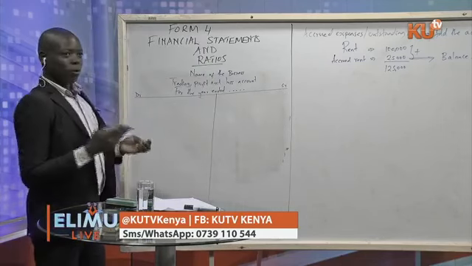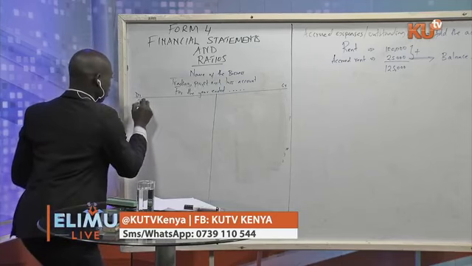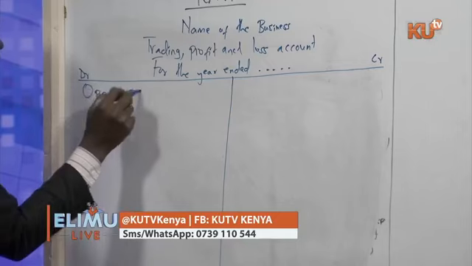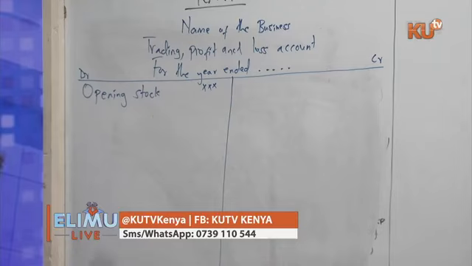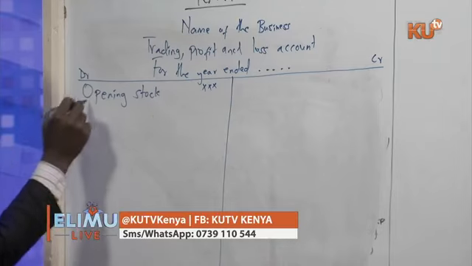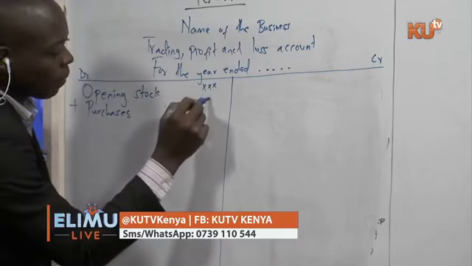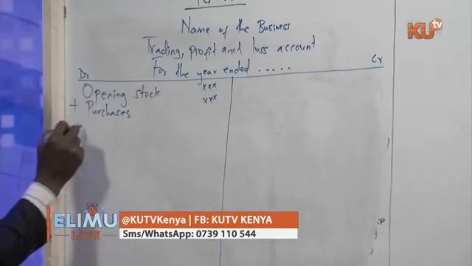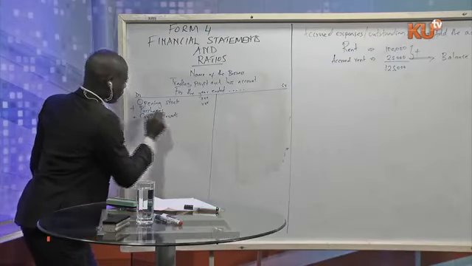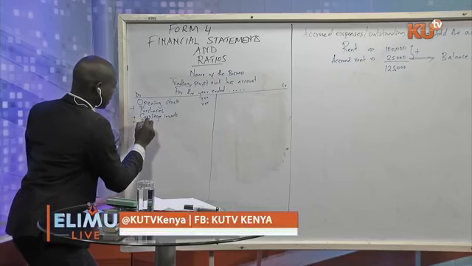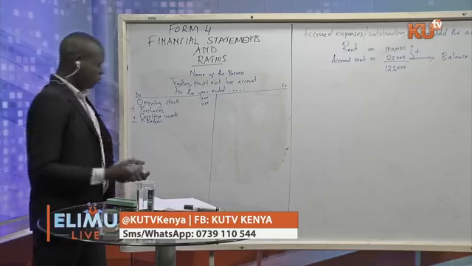On the debit side, the first item that we capture in the trading account, because the first part is the trading account, is opening stock. Once we record the opening stock, number two, we add what we call purchases. If the business made purchases, we add purchases. Then we add carriage inwards. Then we subtract purchases returns. The other name for purchases returns is simply returns outwards.